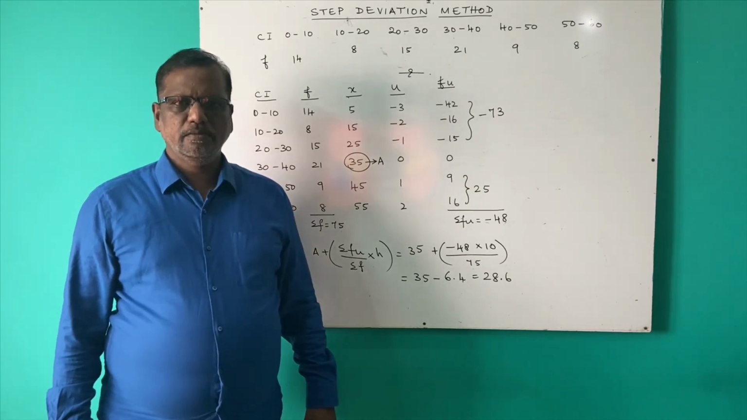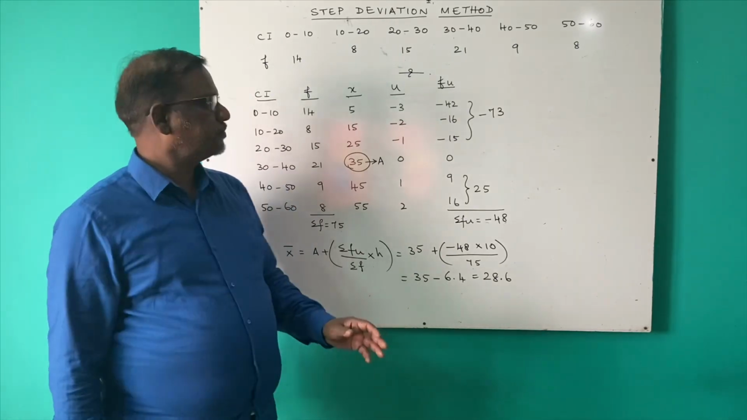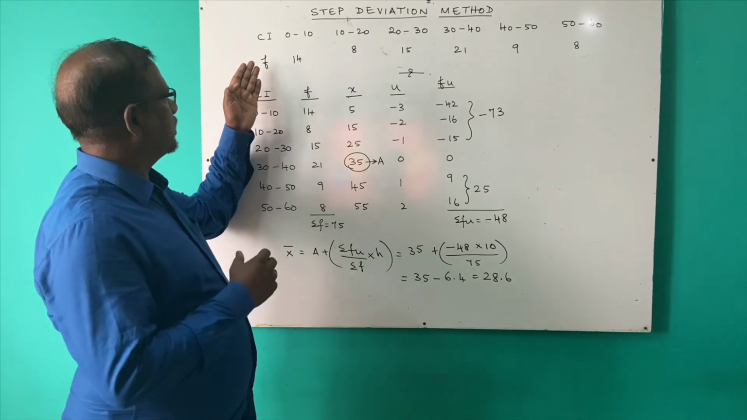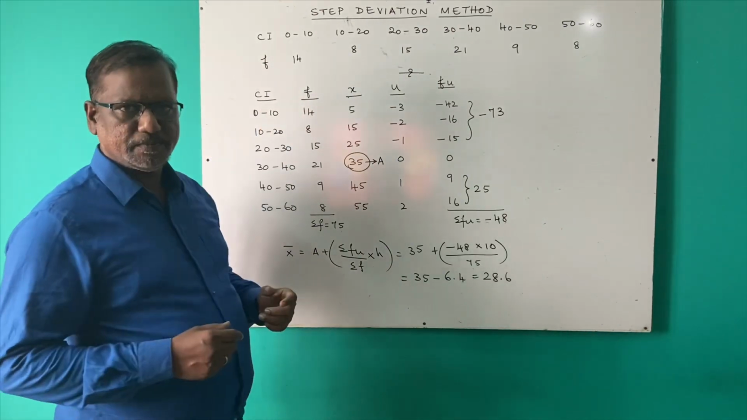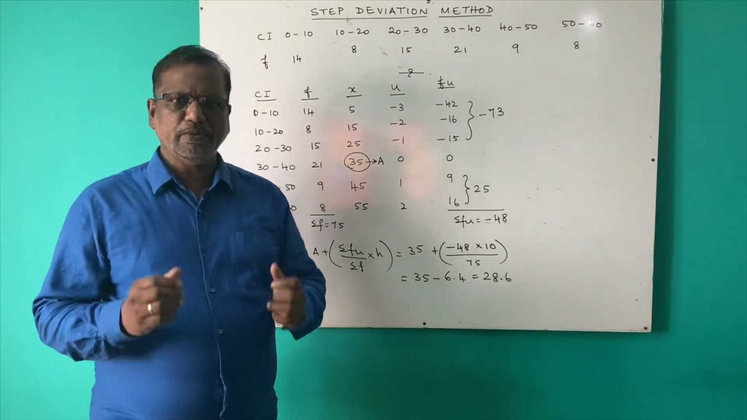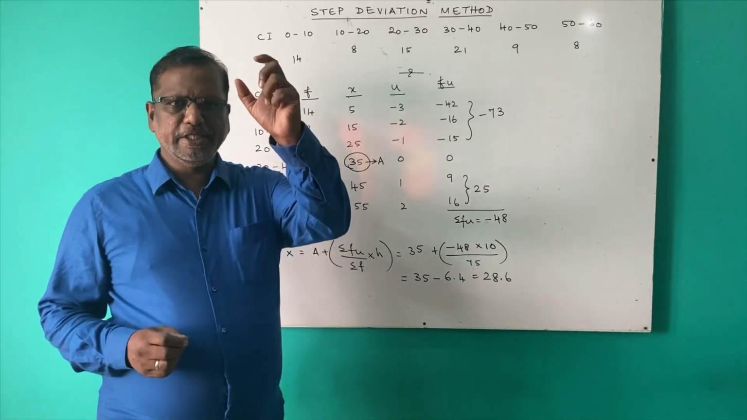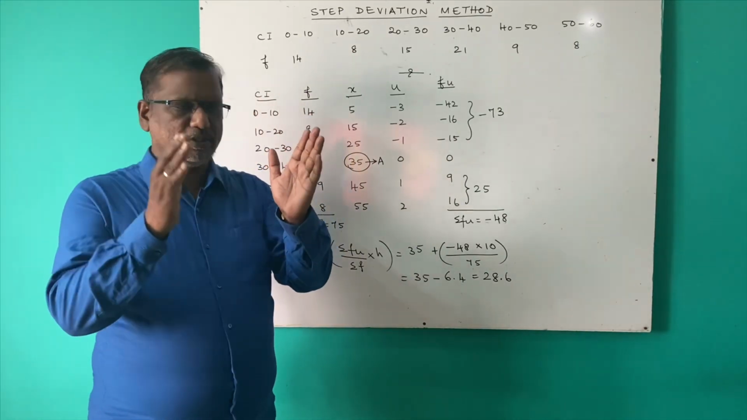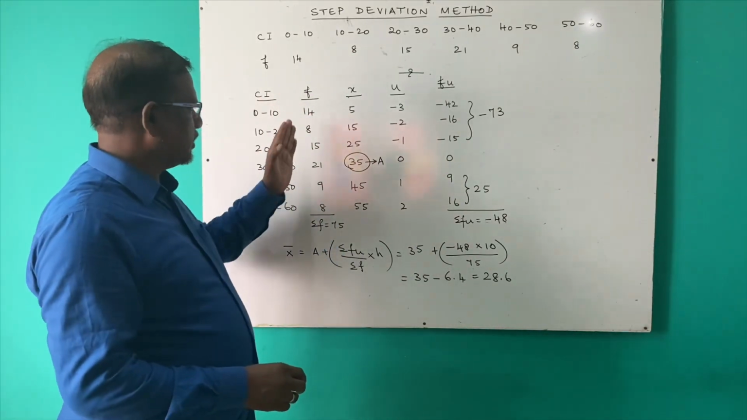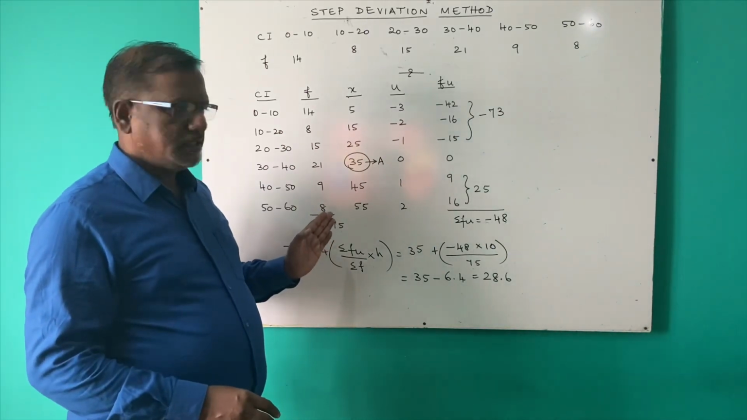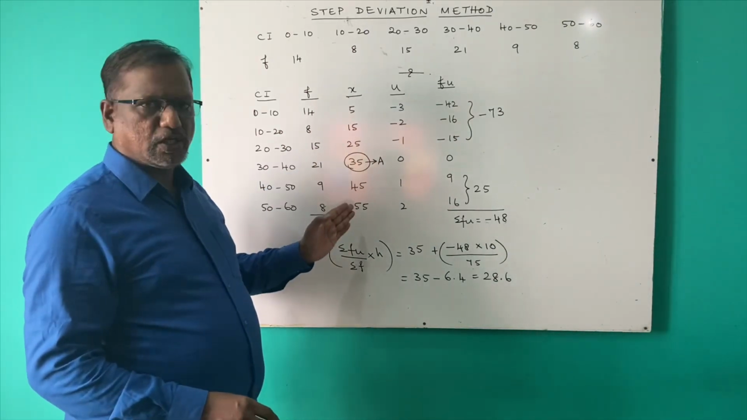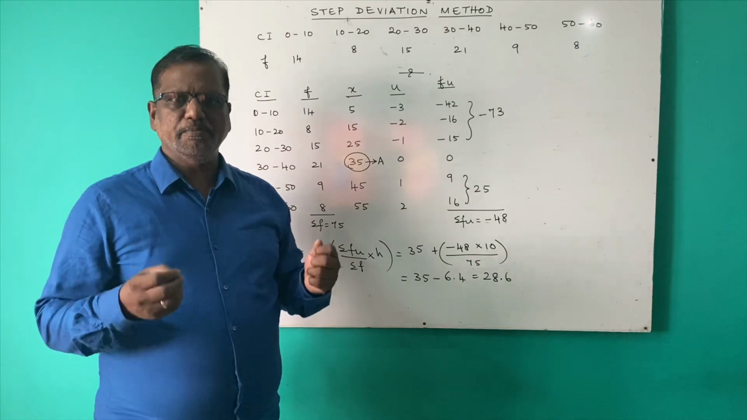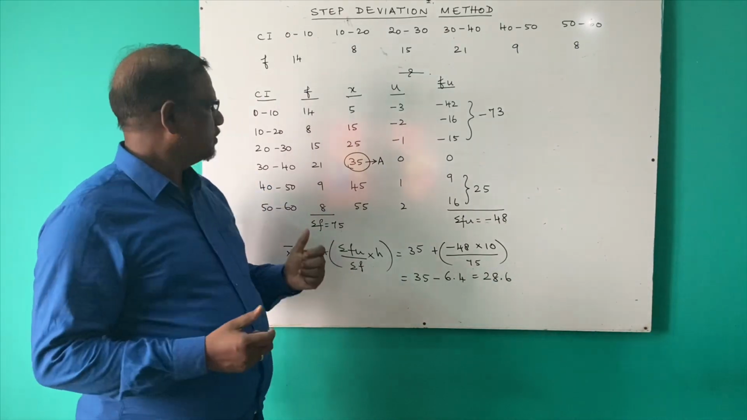Finding the mean by step deviation method. The class interval and the frequencies are given for us. The first thing you have to do is note down the class interval and the frequency as the first and the second column. Then we write the x column, which is nothing but the mid value of the class.